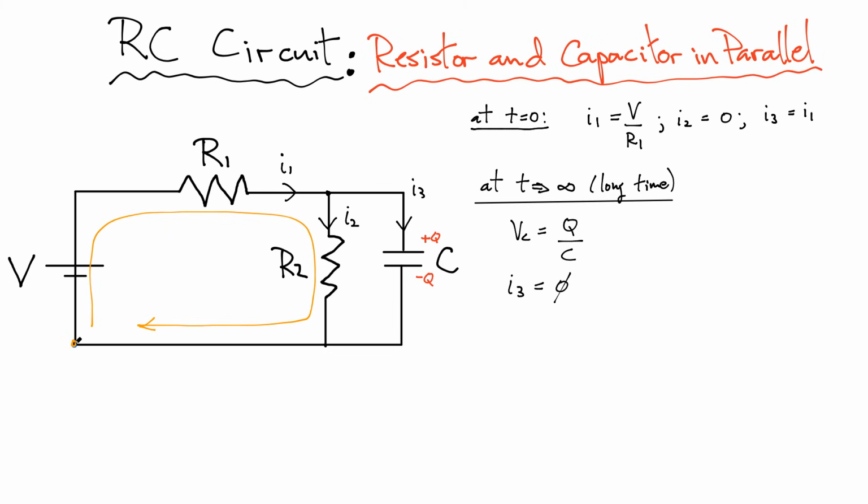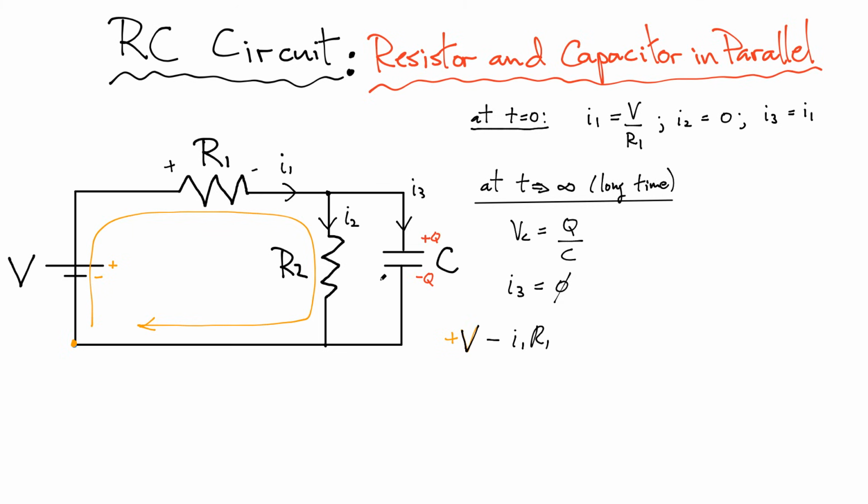So again, if I start down here at the lower left-hand corner, the first thing I encounter is a battery, and I'm going from the negative to the positive. So I'm getting a voltage gain as I cross the battery. Next thing I encounter is my resistance R1. I'm going to get a voltage drop across that resistor, given by Ohm's law. I'm crossing the resistor in the same direction as the current, so I get a drop in voltage.